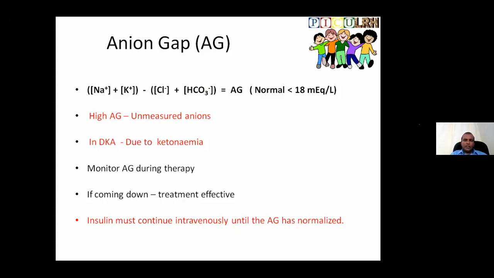So ideally, we should monitor the anion gap during the therapy. If the anion gap is normalizing, that means our treatment is effective. Because it's very difficult to measure blood ketone levels, even in developed countries, what they do is monitor the anion gap. So insulin must continue intravenously until the anion gap has normalized.